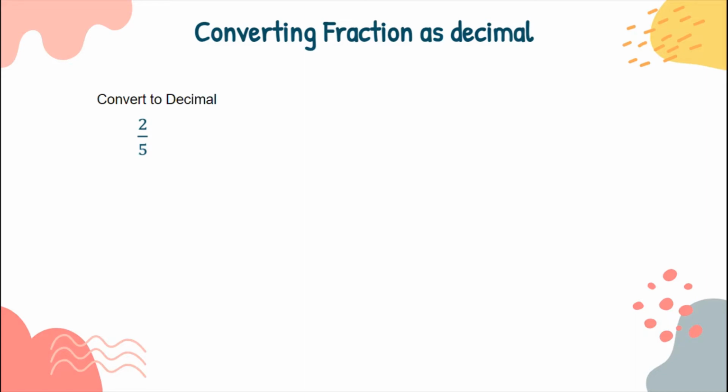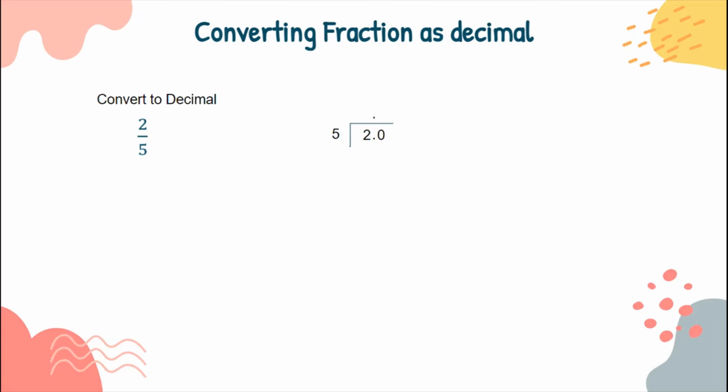Let's start with converting to decimal. We have 2/5. When we convert a fraction to a decimal, all we have to do is divide the numerator by its denominator. So we have here 2 divided by 5. We cannot divide 2 by 5 since 2 is less than 5, so we add a decimal point and add 0. When we add a decimal point, we also need to align the decimal point in our quotient.